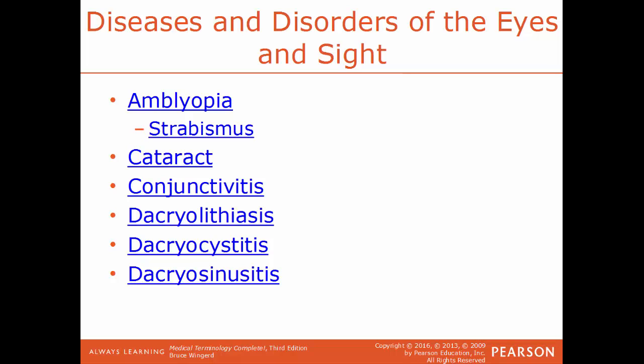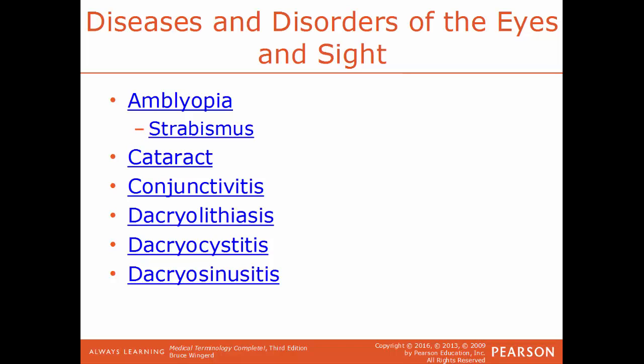This is the inability of the eye to become aligned properly because there's an imbalance of the muscles of the eyeball. Cataract, this is a medical condition where the lens of the eye is becoming more and more opaque, more and more clouded over. So this will lead to blurred vision and eventually a complete blindness.